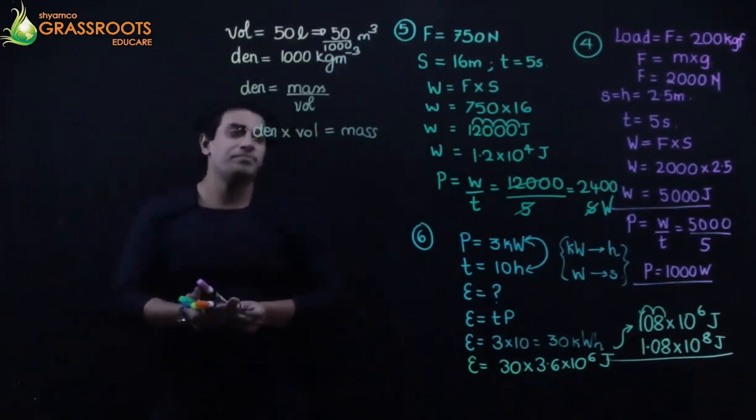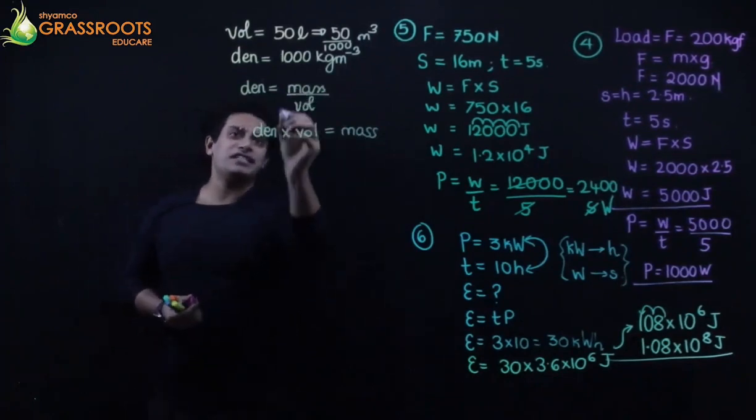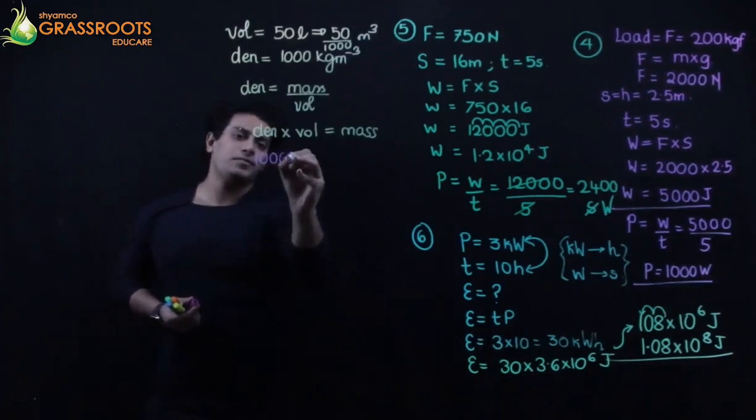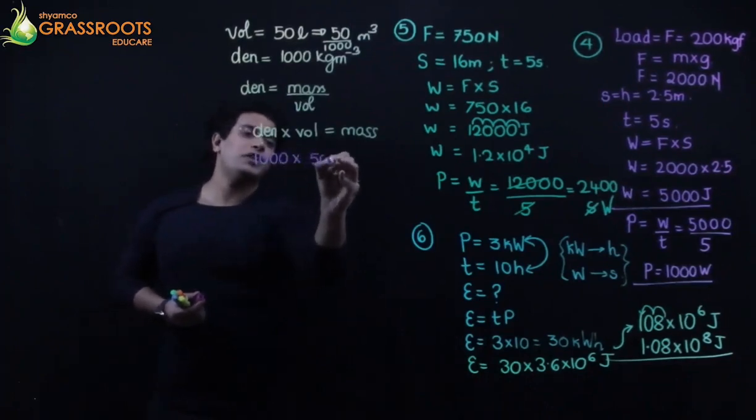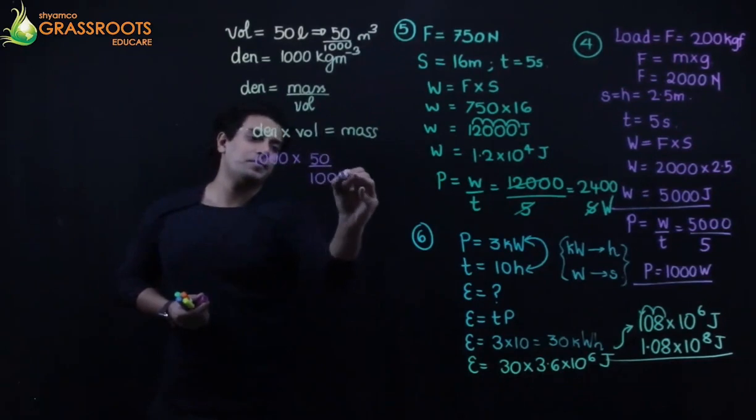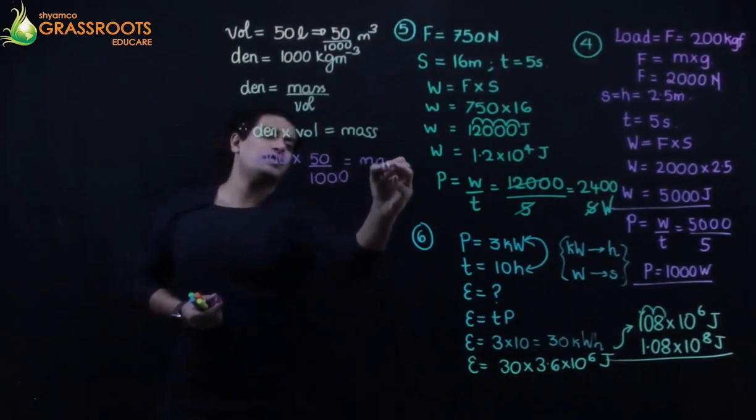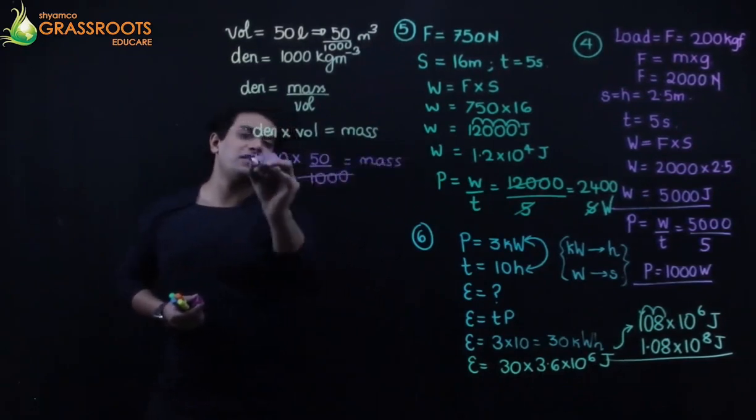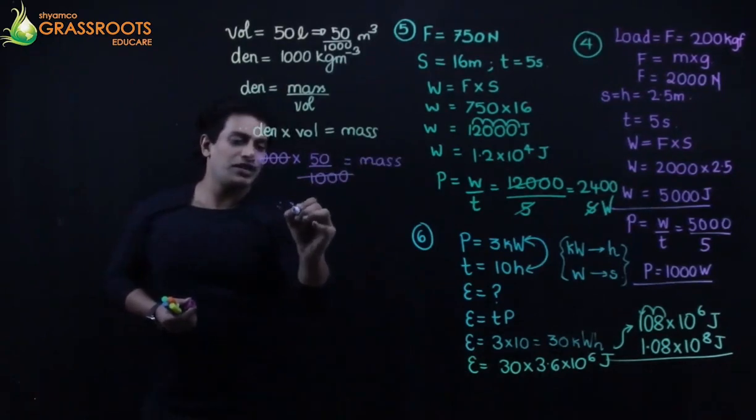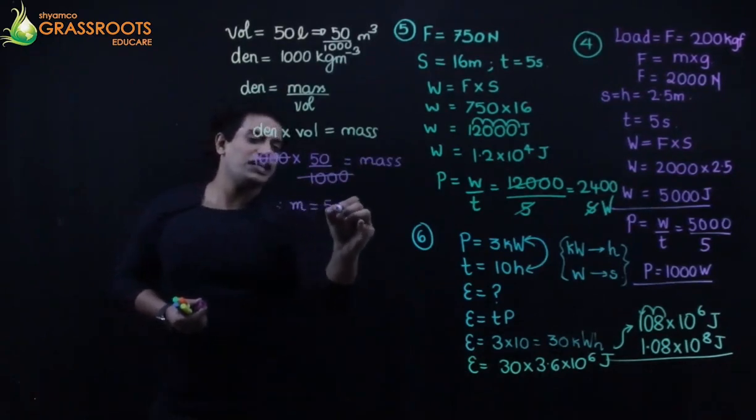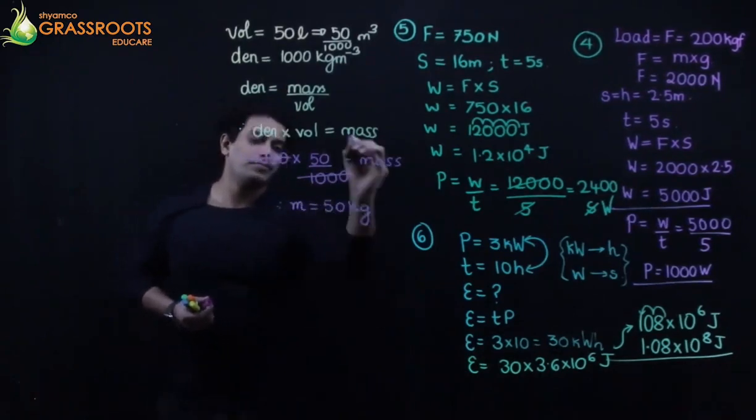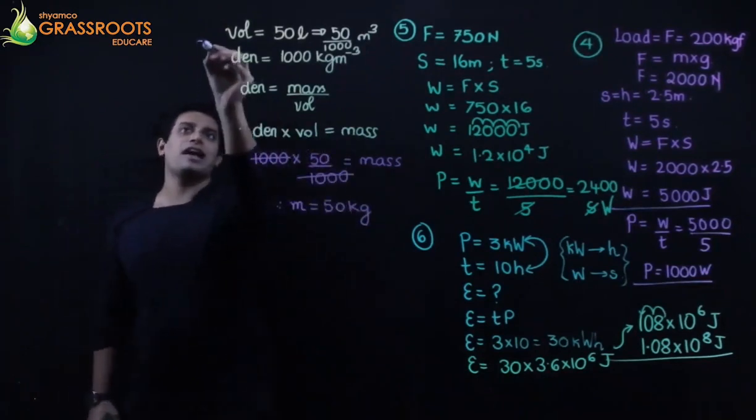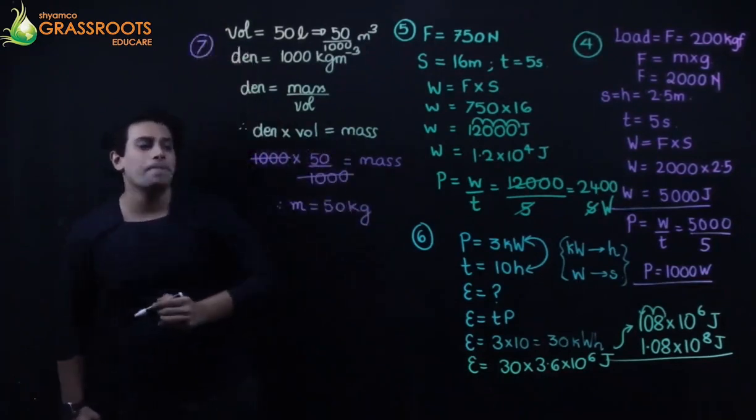Fine. Now what? Density is given to me as 1000. Volume is 50 upon 1000. This is equal to mass. Cancel the 1000. You get mass as 50 kg. I obtained the mass.